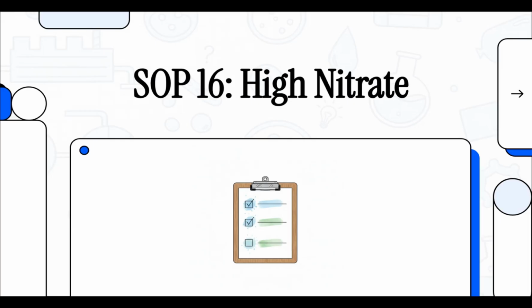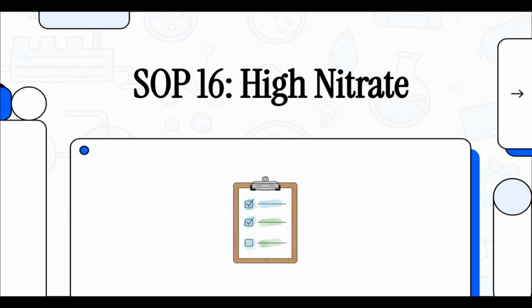Let's get right into it, brothers. Today, we're walking through the exact standard operating procedure for Incident 16. This is the explainer you're going to need when your nitrate and nitrite levels suddenly spike in your biological wastewater treatment system. Look, I know you're out there managing these massive plants.